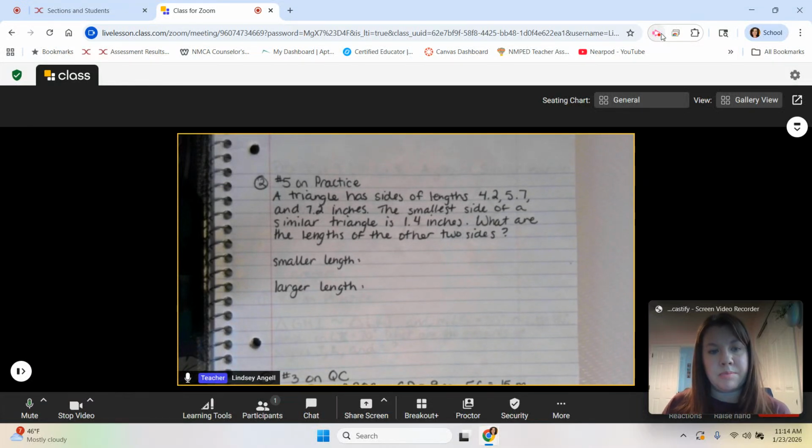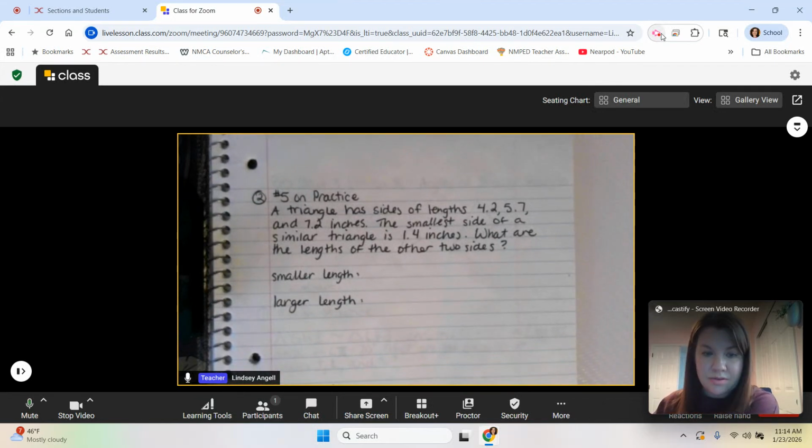Okay, number 2, which is taken from number 5 on your practice. A triangle has side lengths, that's kind of worded funny, but whatever. A triangle has side lengths 4.2, 5.7, and 7.2 inches. The smallest side of a similar triangle is 1.4 inches. What are the lengths of the other two sides?